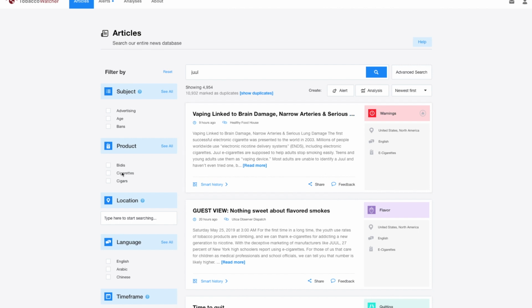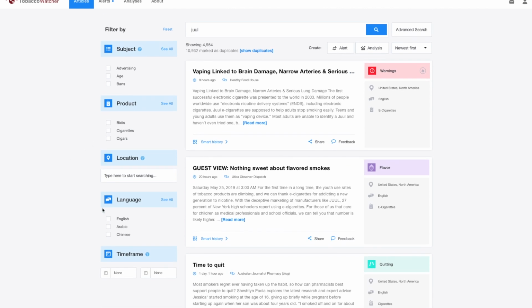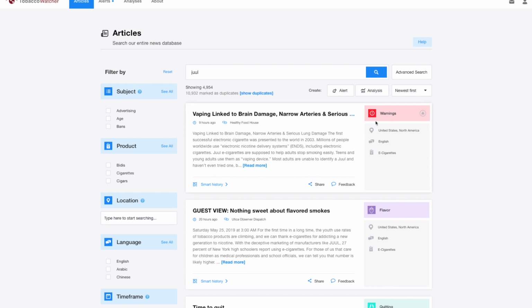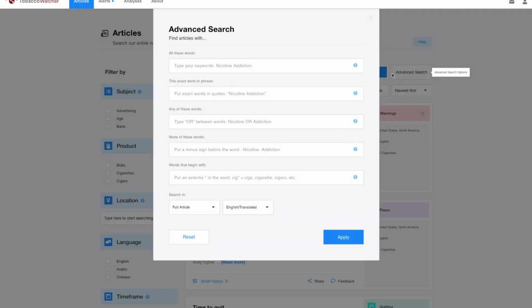We can also filter these results by subject, product, location, language, or time frame. Or we can narrow our results using a keyword query. So let's focus on articles with just Juul in the title.